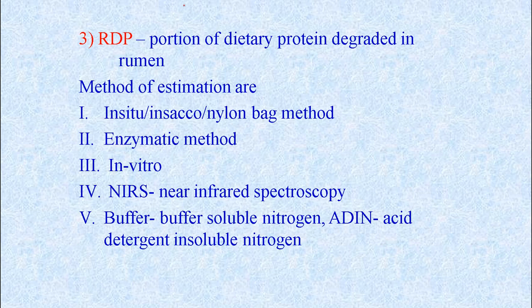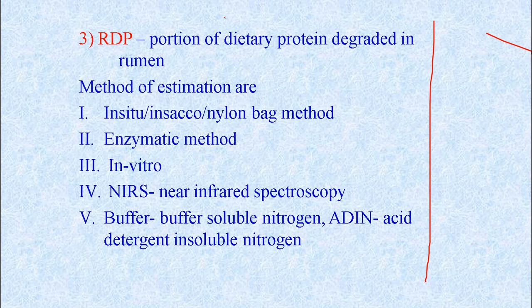RDP, ruminal degradable protein, is the dietary protein degraded in the rumen. How to calculate this? There are different methods of estimation. The in situ, in sacco or nylon bag method is one method. Another is the enzymatic method. The third is the in vitro method, in vitro rumen fermentation methods, and artificial rumen etc.